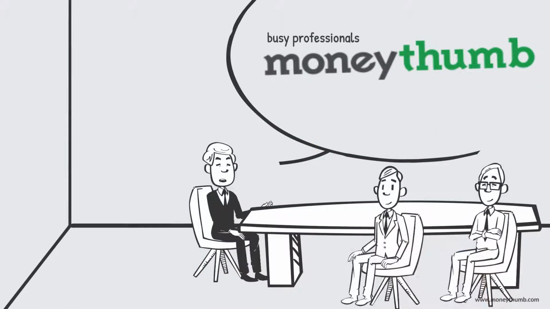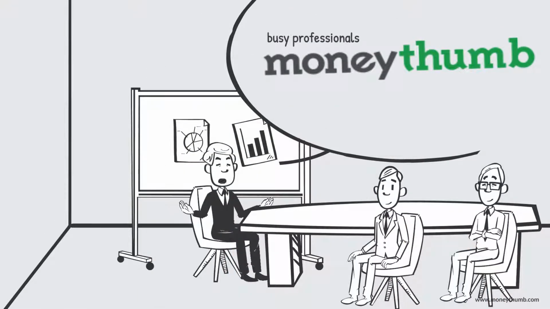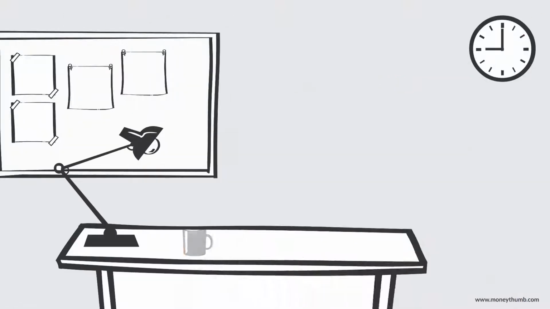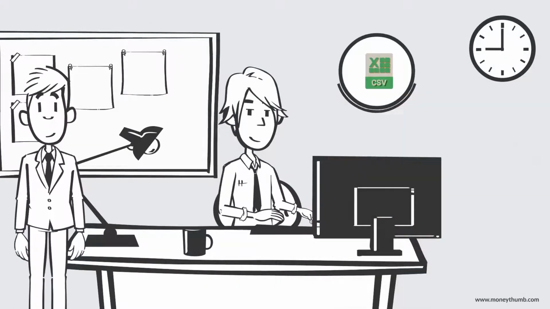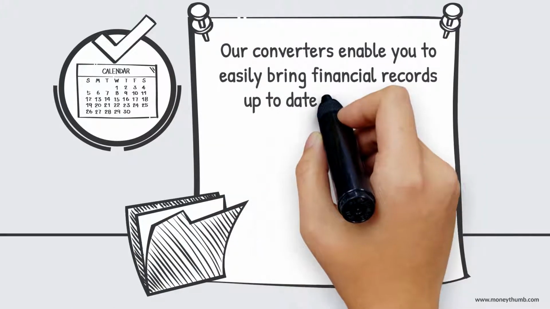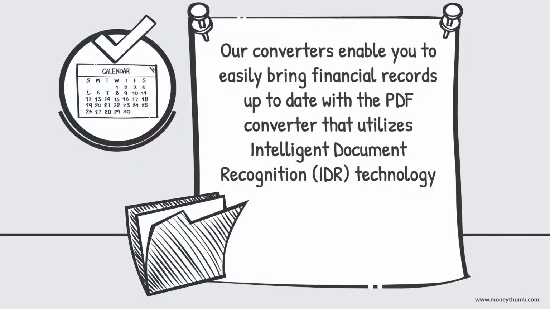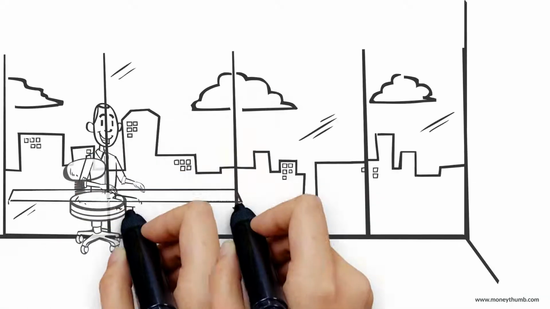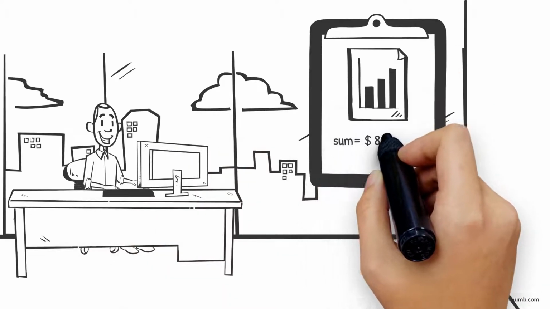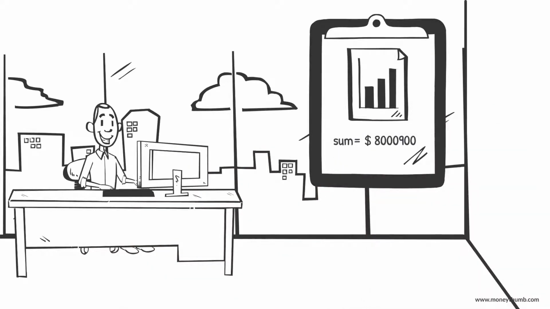MoneyThumb's converters create efficiencies for busy professionals and small business owners like you who use spreadsheets. Our converters enable you to easily bring financial records up to date with the PDF converter that utilizes intelligent document recognition, or IDR technology, specialized for bank statements. It works with both native and scanned PDFs.